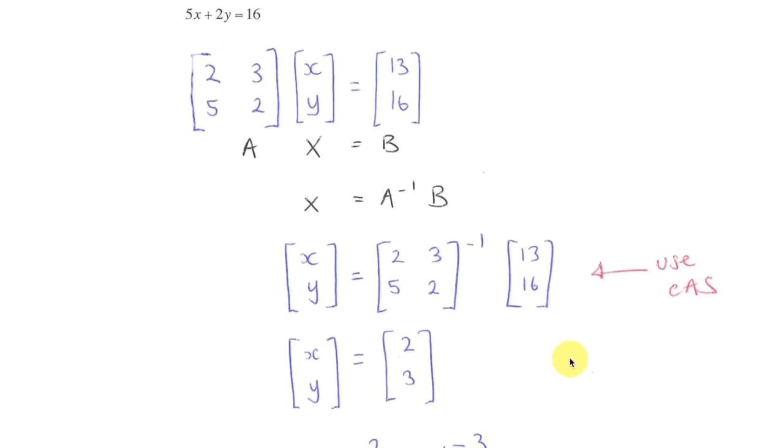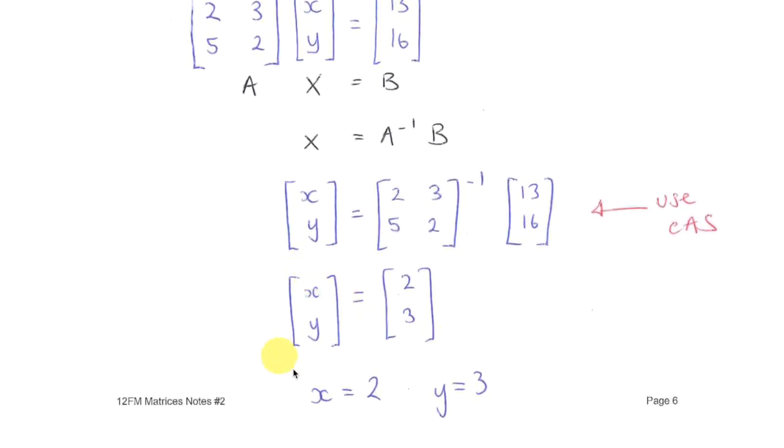Whenever you're providing your solutions, you can't just leave it in that matrix format. So a common mistake by students in an exam 2 situation is just to write this equaling that, and you'll be marked incorrect. You need to take it out of the matrices. So X is equal to 2 and Y is equal to 3.